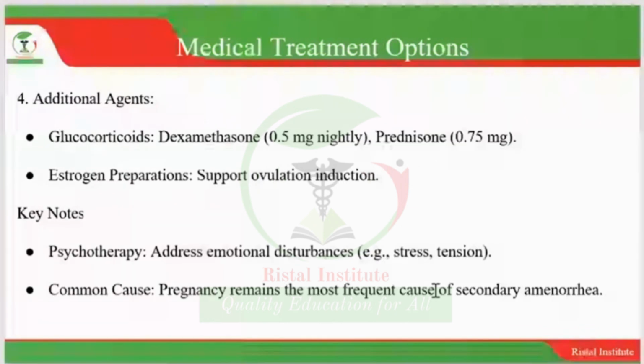Then the fourth kind of treatment is we can use agents like steroids. We have dexamethasone, which can be 0.5 milligrams nightly. Then prednisolone, which can be 0.75 milligrams. We can also use estrogen preparations to support ovulation induction. Keynotes: psychotherapy. Address emotional causes, e.g., stress and tension. Common cause of amenorrhea in most cases is pregnancy. So pregnancy remains the most frequent cause of secondary amenorrhea.